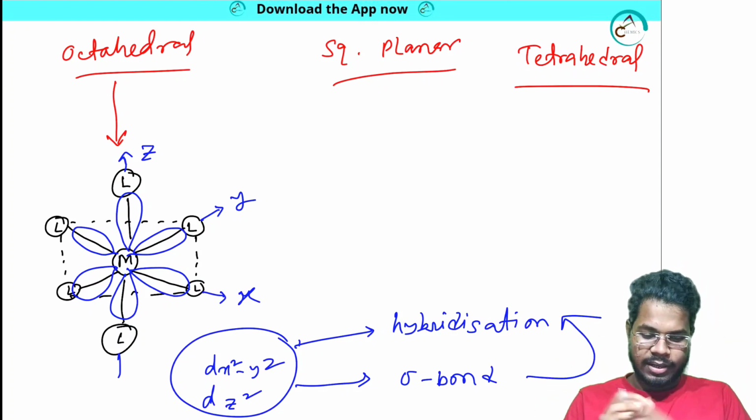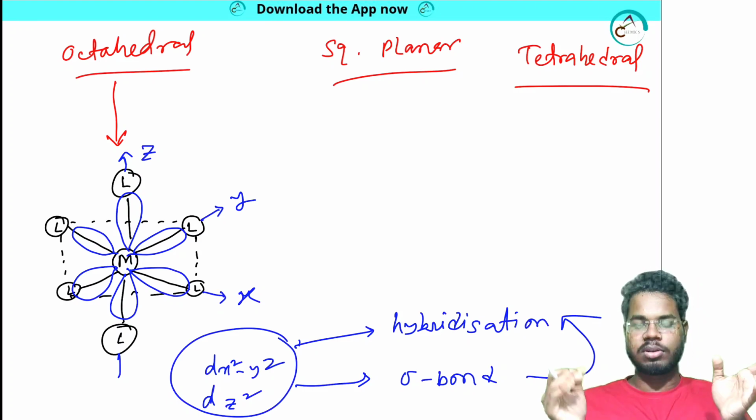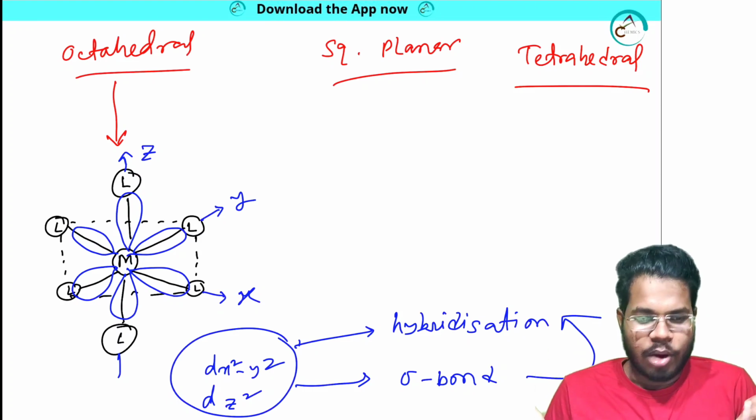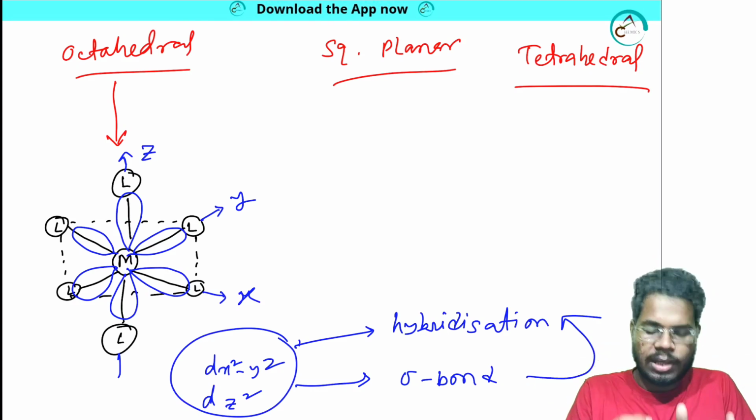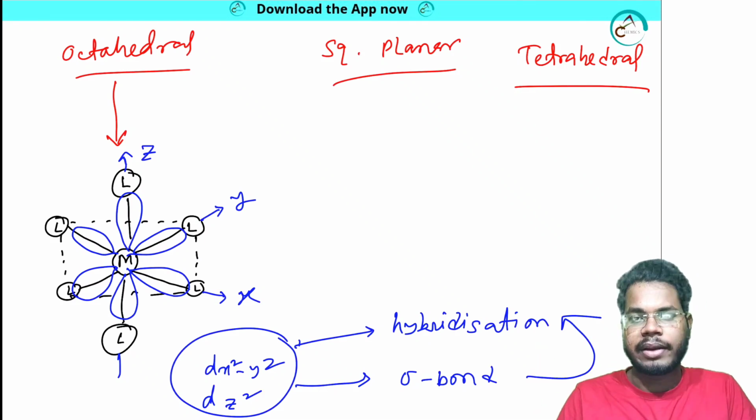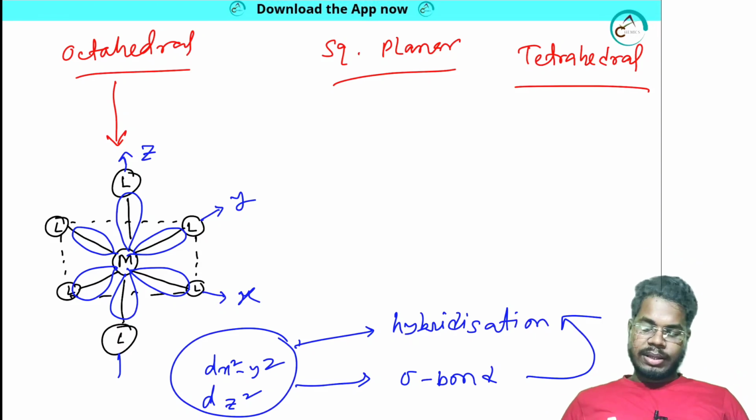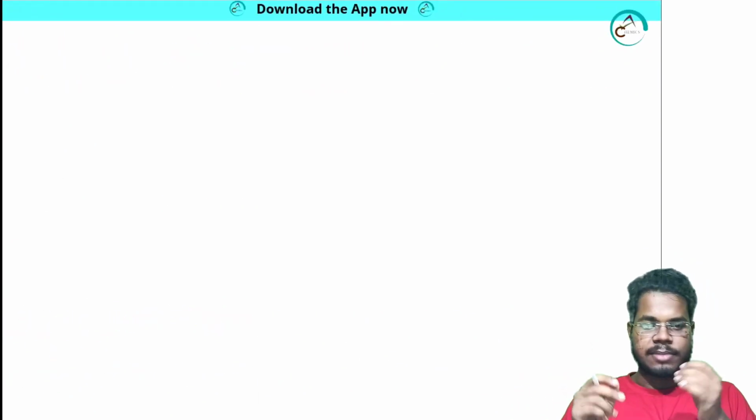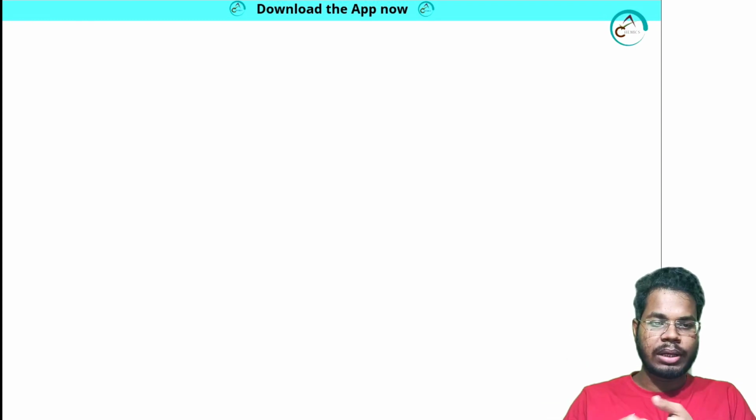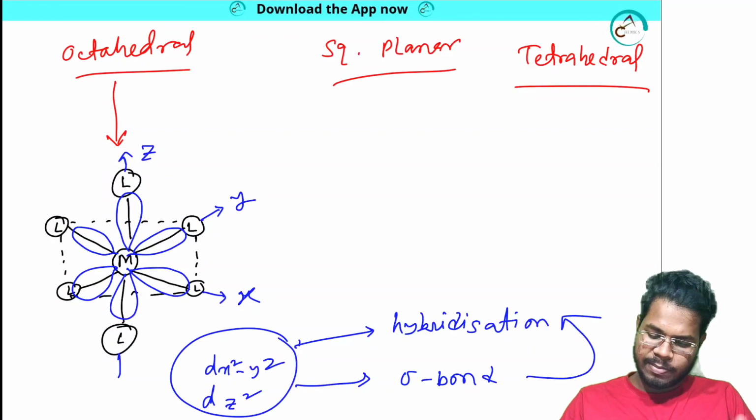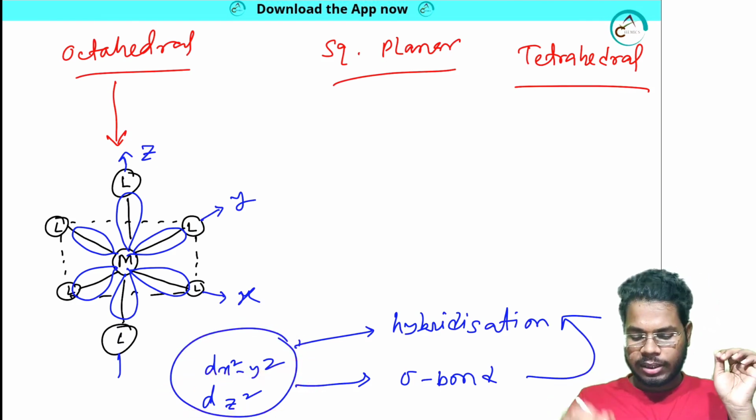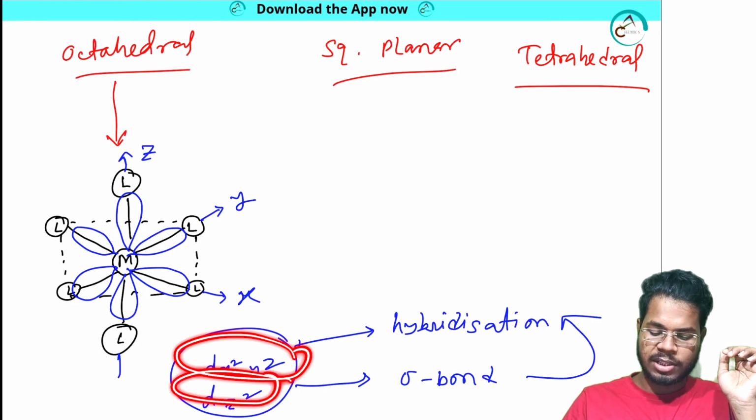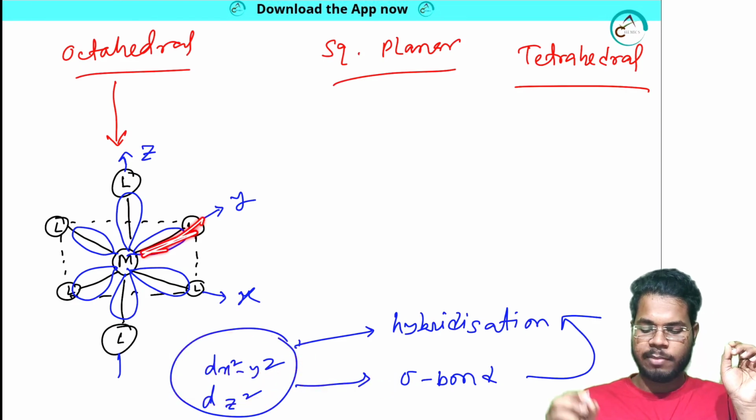Listen to another thing. So octahedral system looks like this. If I consider only the octahedral system first, then I will come to square planar and tetrahedral systems. In this octahedral system we are going to take some examples, but before that, these orbitals, dx square minus y square and dz square, we have seen that these two orbitals only take part in hybridization, that means in sigma bonding, that means metal-ligand sigma interaction.